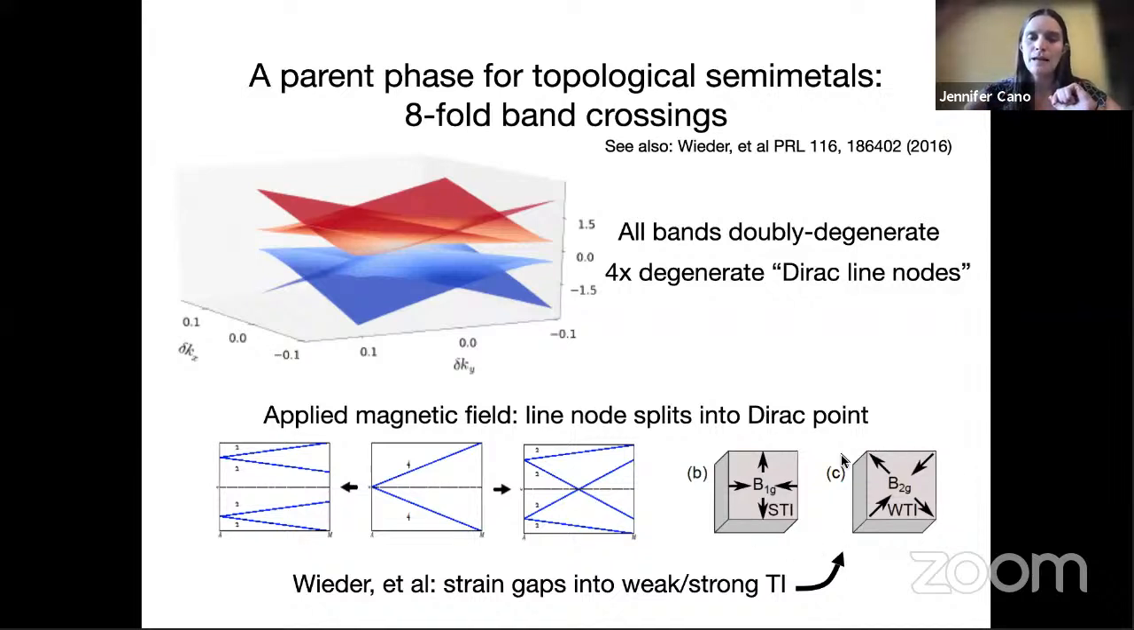So if you apply strain in different directions, you can open a gap and you can get either a strong TI or a weak TI. If you apply a magnetic field, you can split up these degenerate line nodes and get either a Dirac type crossing or two Weyl type crossings. I think these are also Diracs. They're just in different directions, gapless and gapped. So this thing, depending on how you strain it or what perturbations you apply, can realize all different types of other topological phases.